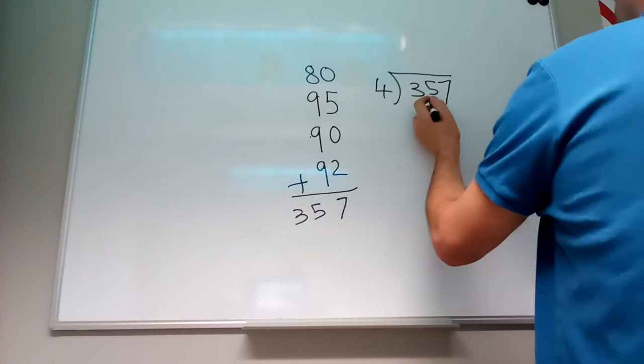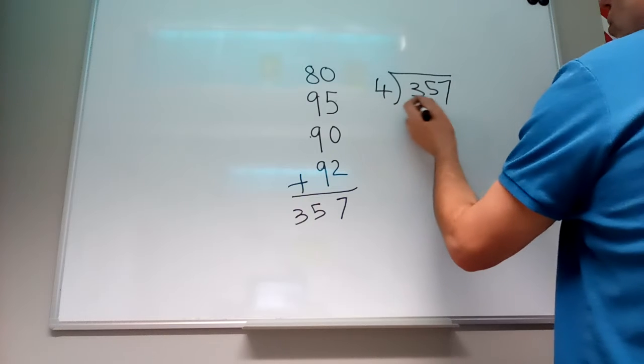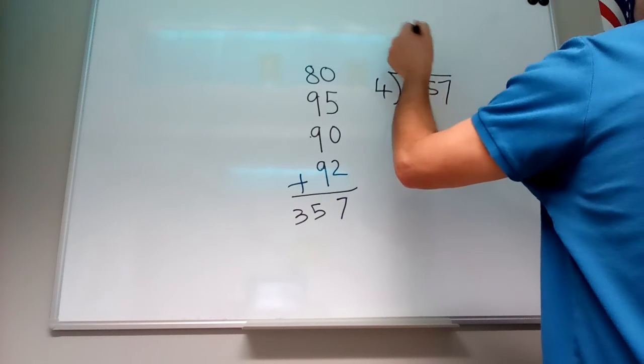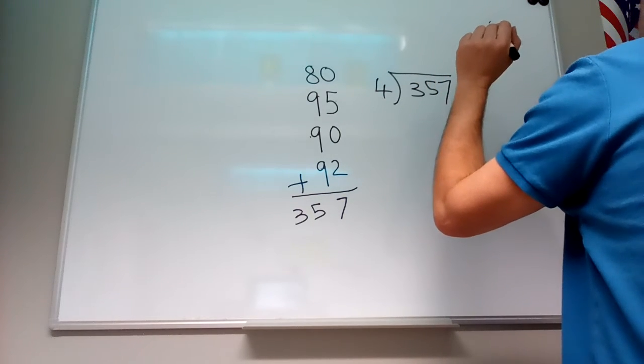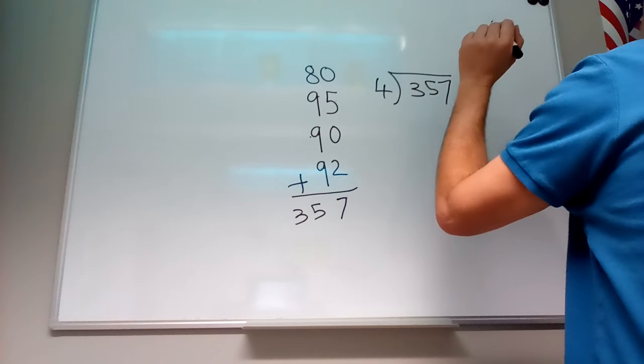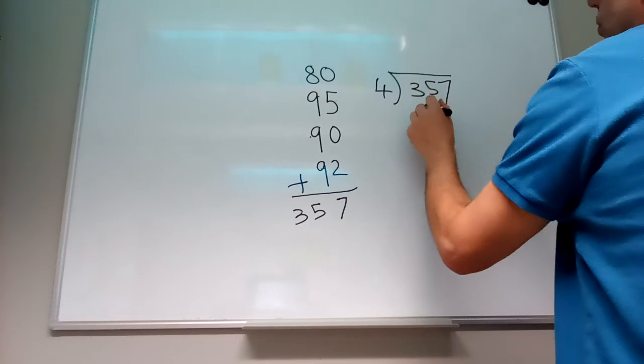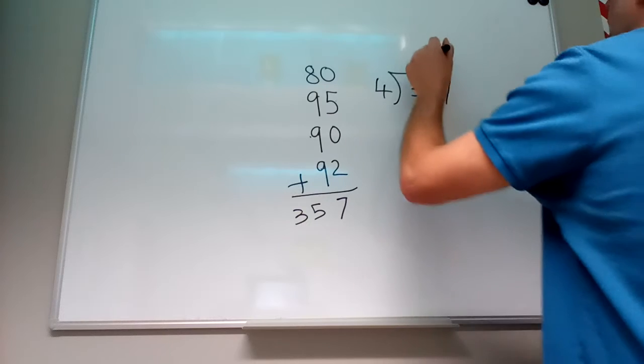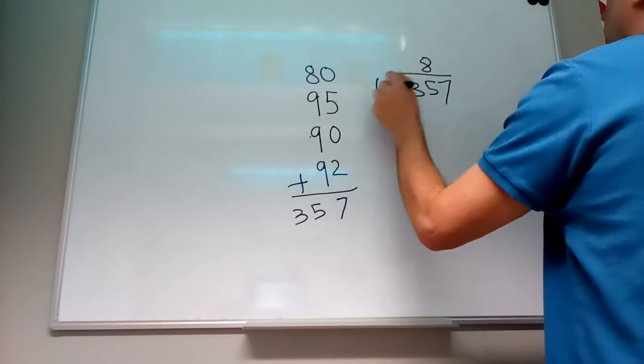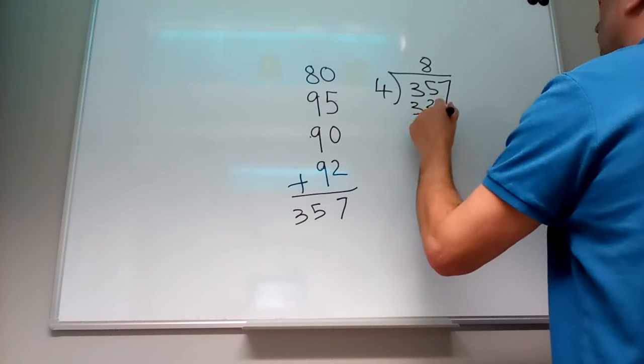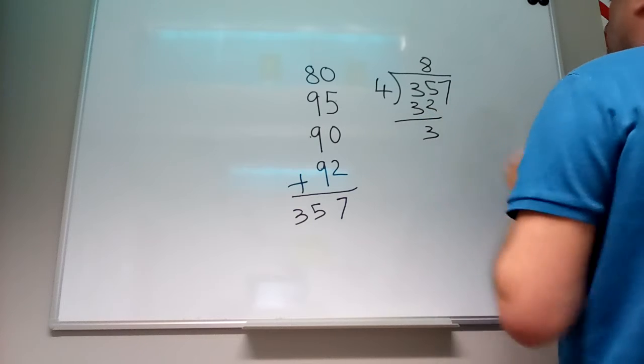So 4 will not go into 3, but 4 will go into 35. How many times? 7 times, 8 times, 9, it won't go 9 times. 9 times 4 is 36, which would be bigger than 35. So it'll only go 8 times. 8 times 4 is 32. We're going to subtract and get a 3.